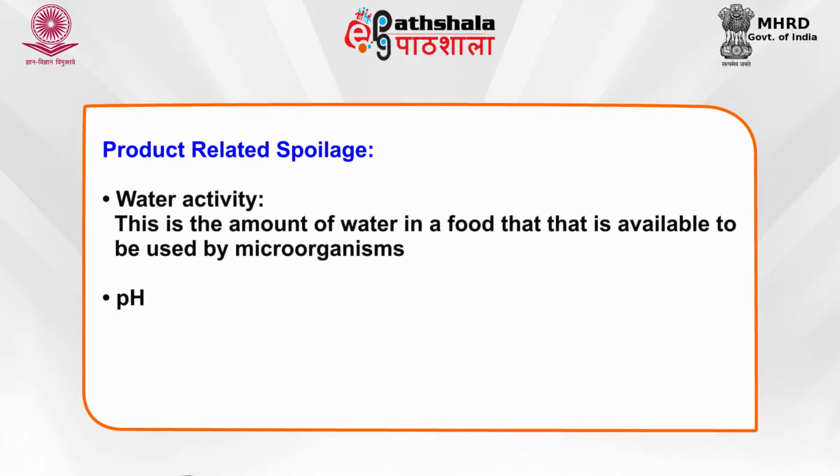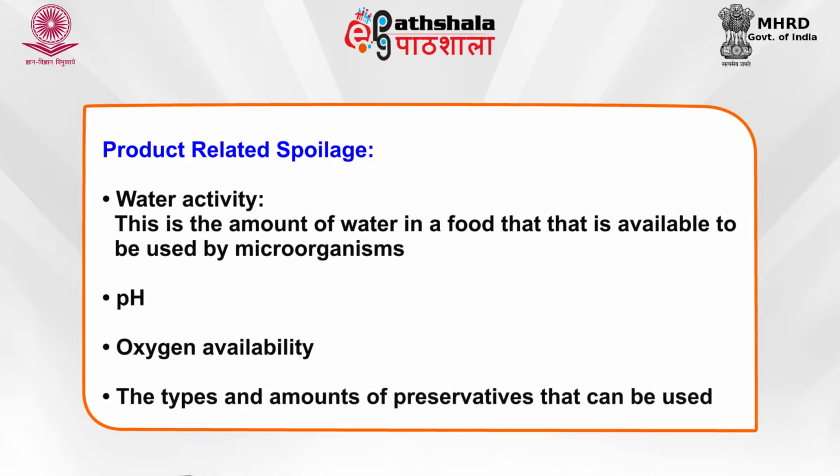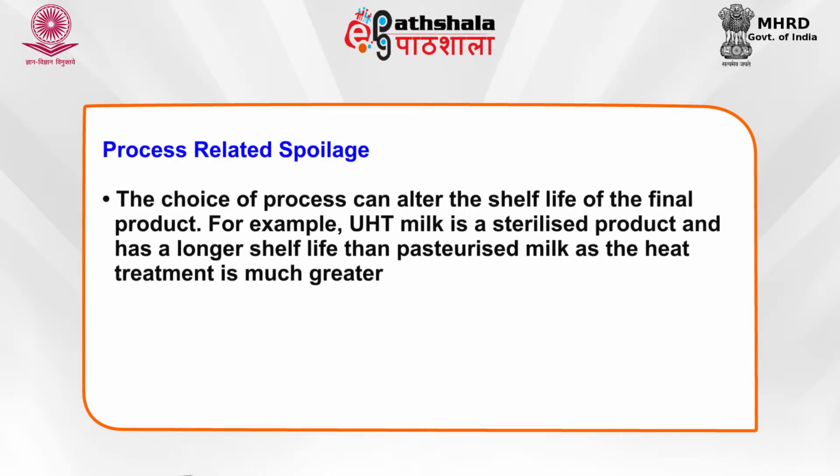The other points to consider are oxygen availability, and the types and amounts of preservatives that can be used. Coming to the other one, process related spoilage. The choice of process can alter the shelf life of the final product. For example, if we take UHT milk, UHT milk is a sterilized product and has a longer shelf life than pasteurized milk, as the heat treatment is much greater. And the next one is packaging.